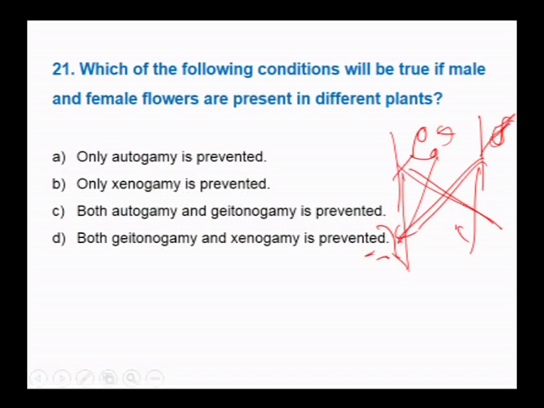You cannot prevent xenogamy because xenogamy is possible. Both autogamy and geitonogamy are prevented. So both autogamy and geitonogamy are not possible. So here the answer is both autogamy and geitonogamy are prevented. Autogamy is not possible because they are unisexual plants. Geitonogamy is also not possible because they are unisexual. Geitonogamy is possible only when the plant is monoecious or bisexual. Therefore, the answer is C.